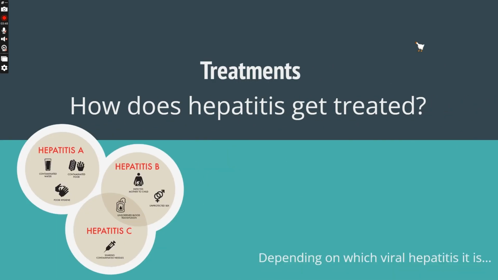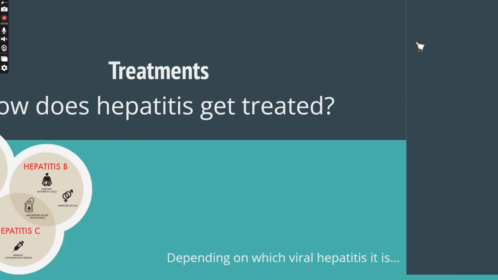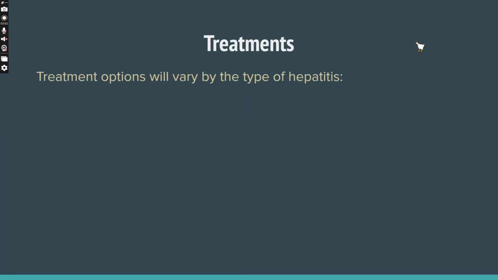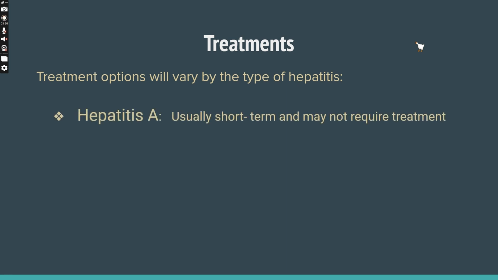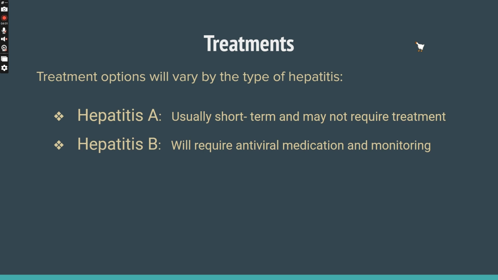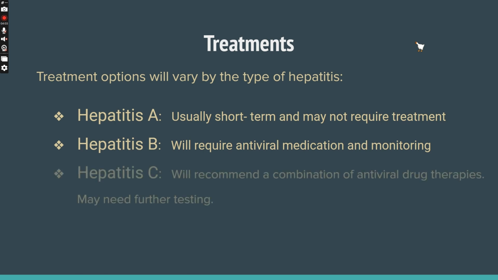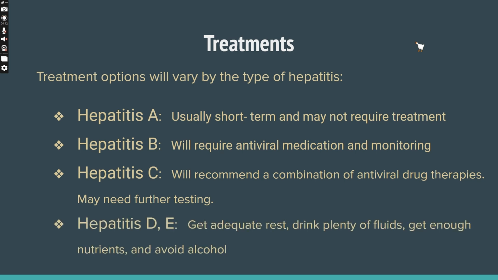But how does hepatitis get treated? Depending on which viral hepatitis, treatment options can be varied by the type of hepatitis. Hepatitis A is usually short-term and may not require treatment. Hepatitis B will require antiviral medication and monitoring. Hepatitis C will recommend a combination of antiviral drug therapies and may need further testing. And for hepatitis D and E, you should get adequate rest, drink plenty of fluids, get enough nutrients, and avoid alcohol.